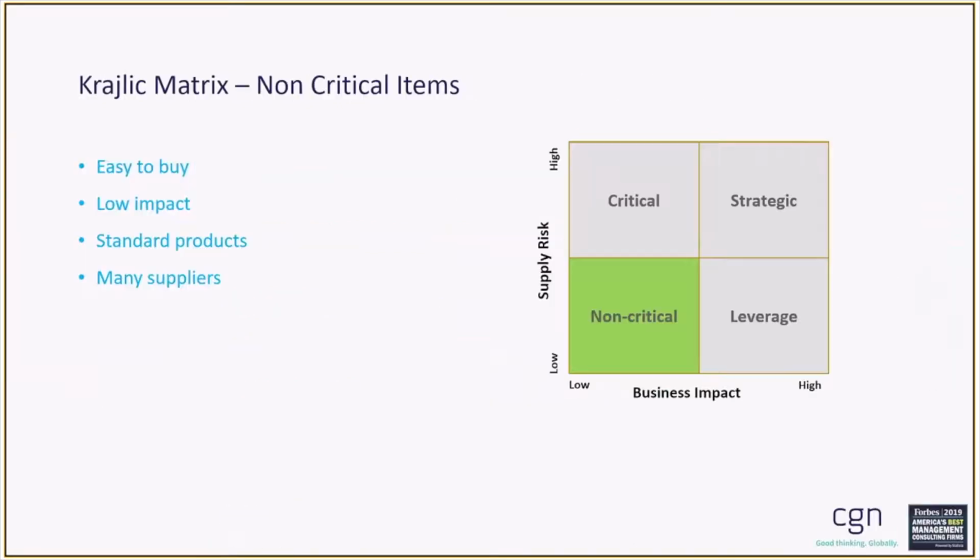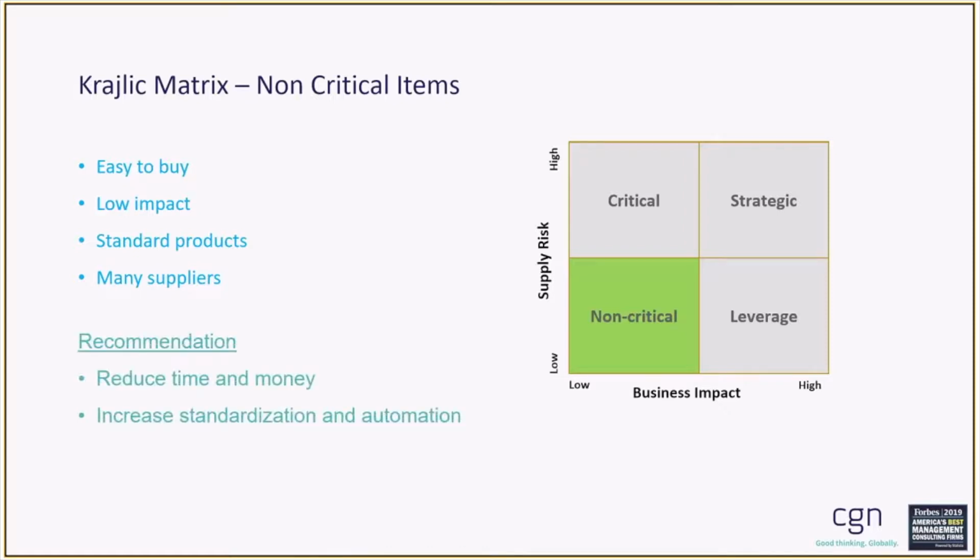The non-critical area of the Krajlic Matrix consists of products that are typically easy to buy, have low impact on the business, are standardized products usually bought in large volumes which many suppliers can provide. Non-critical items are typically purchased on an order-to-order basis to get the best price.